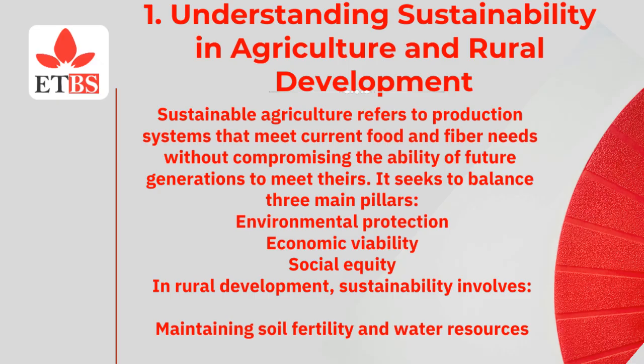1. Understanding sustainability in agriculture and rural development. Sustainable agriculture refers to production systems that meet current food and fiber needs without compromising the ability of future generations to meet theirs. It seeks to balance three main pillars: environmental protection, economic viability, and social equity. In rural development, sustainability involves maintaining soil fertility and water resources, reducing greenhouse gas emissions from agriculture, promoting biodiversity and ecosystem resilience, and ensuring the livelihoods and health of rural communities too.